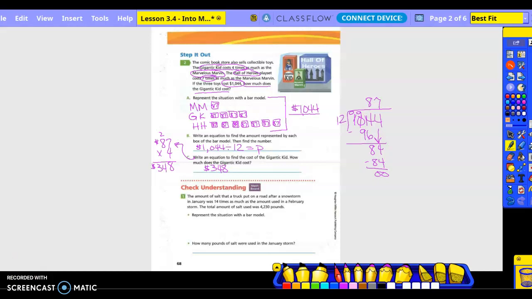The amount of salt that a truck put on a road after a snowstorm in January was 14 times as much as the amount used in a February storm. The total amount of salt used was 4,230 pounds. Represent the situation with a bar model. So January was 14 times as much as February, and then they want to know the total amount was this.